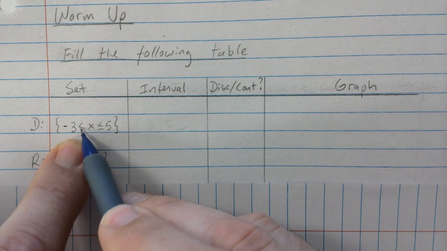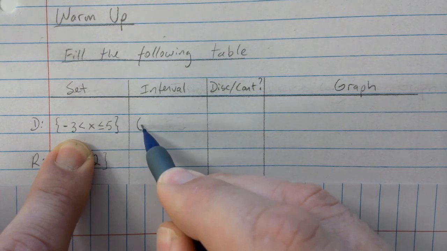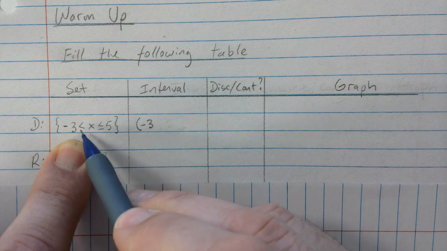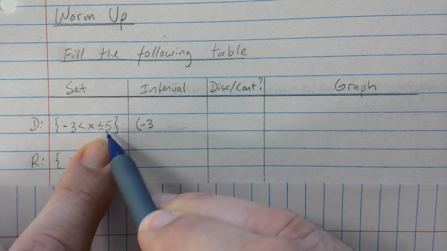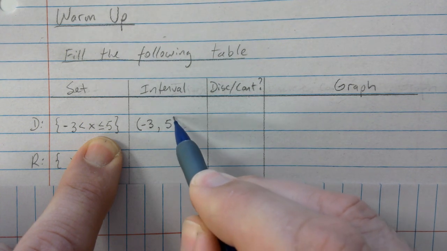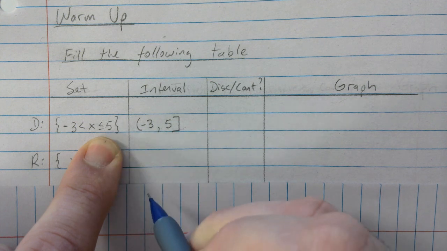We look at the symbol here, it's just less than. So that means that we'll have -3 with a round bracket because of that. Okay, and then we're going to have 5. So we go comma 5 on the other side, square bracket, because 5 is inclusive. Okay, 5 is included here.